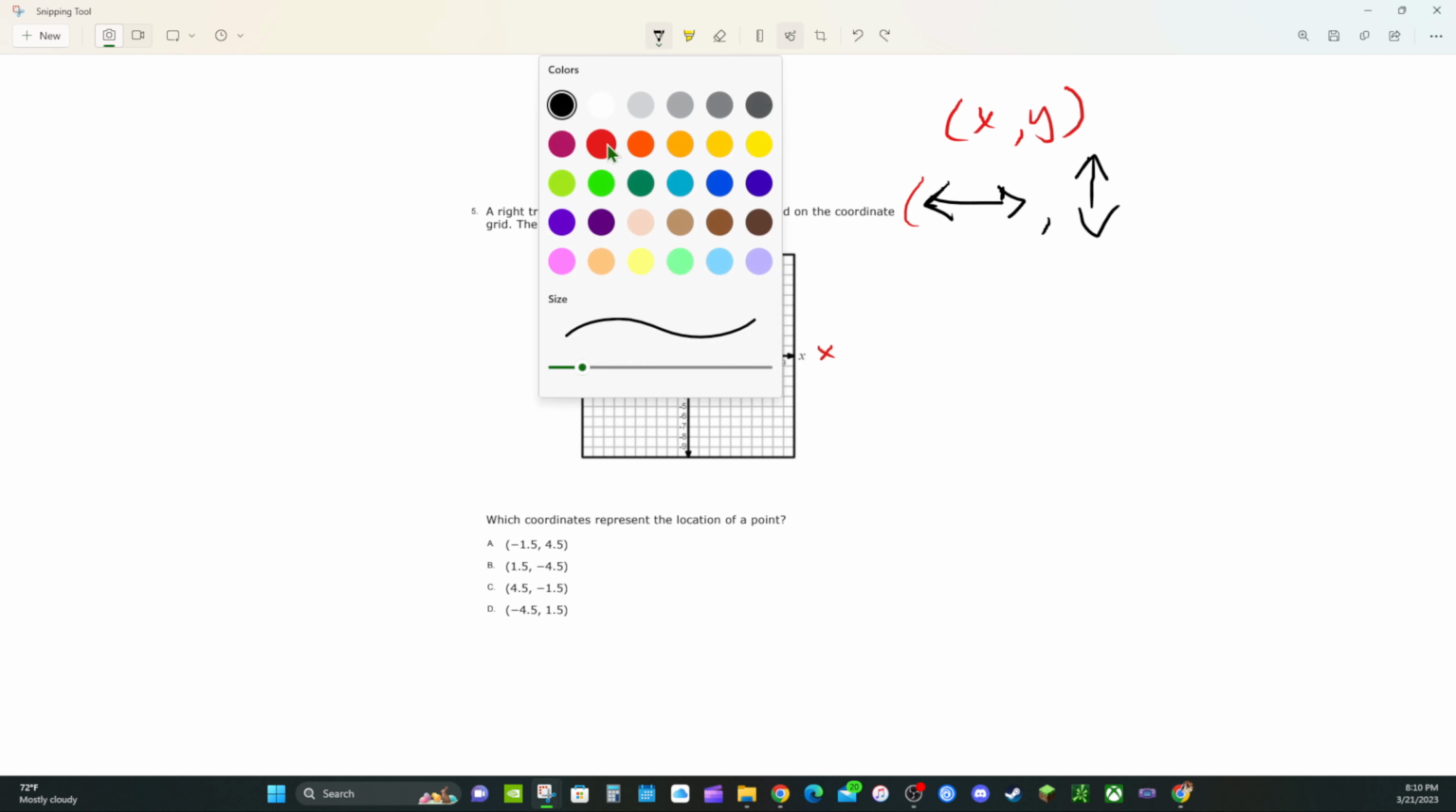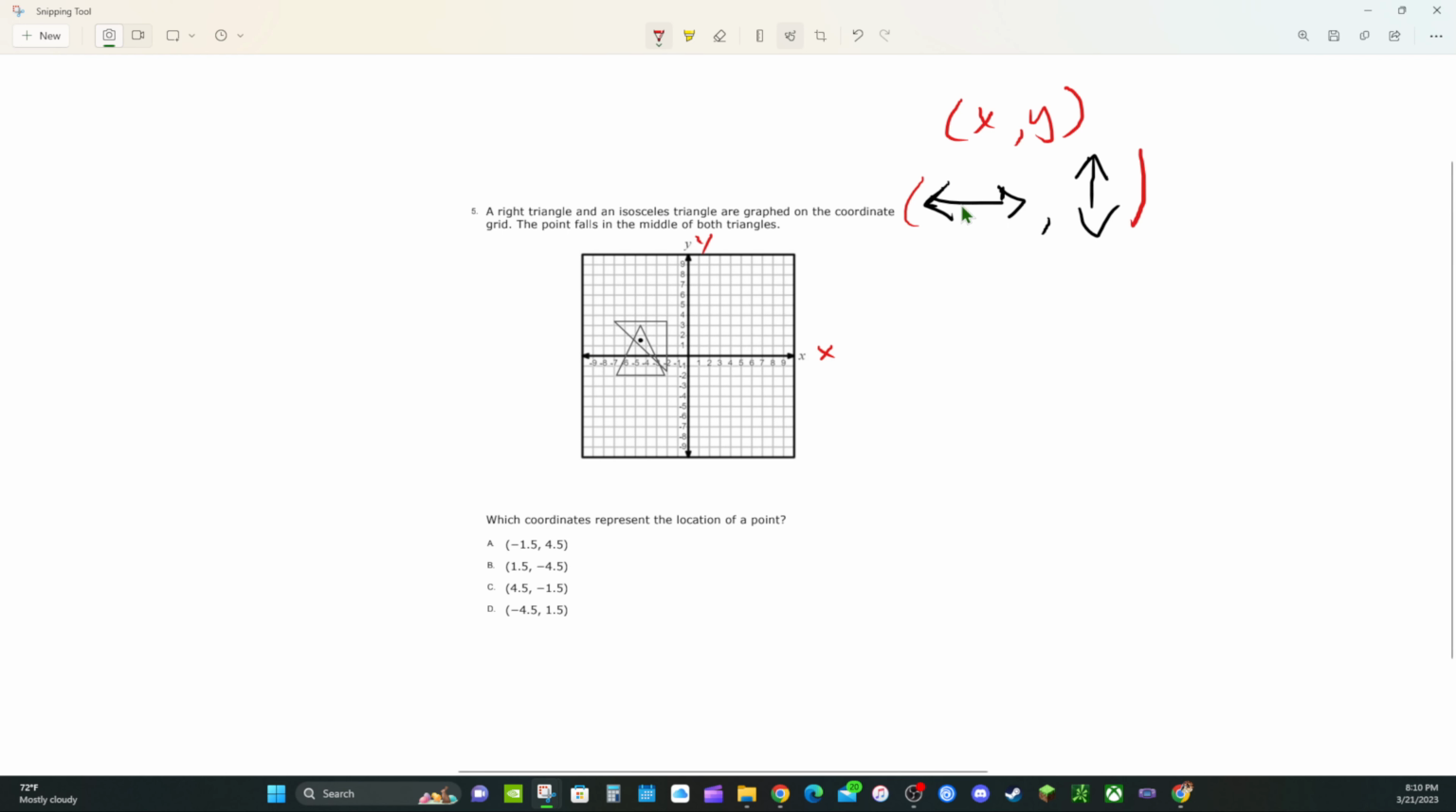Now, I'm going to use this as a reference. Okay. So I know that my first letter needs to be X, which is my left or my right. So I'm going to come over here. I'm going to write the parentheses for my ordered pair and then my comma. So left and right. Your starting point is always right here in the middle.